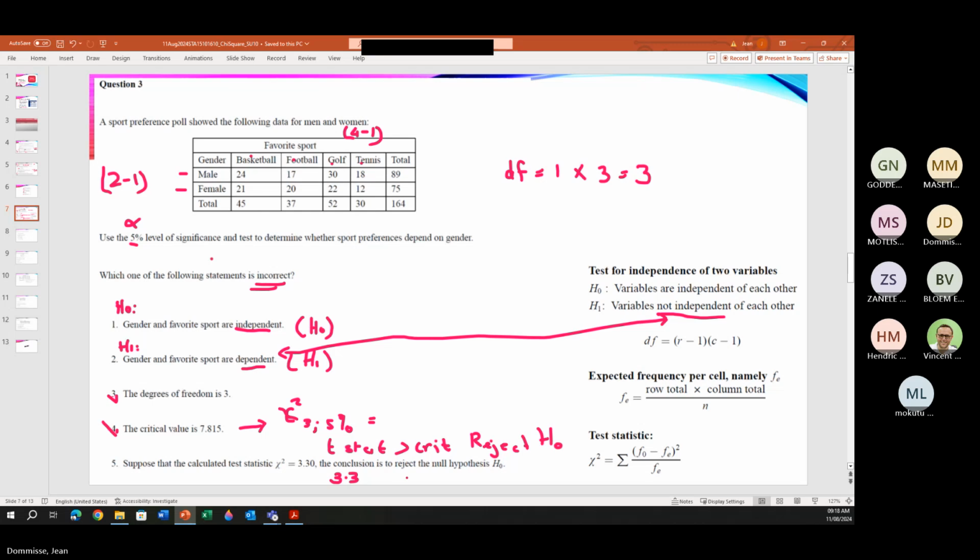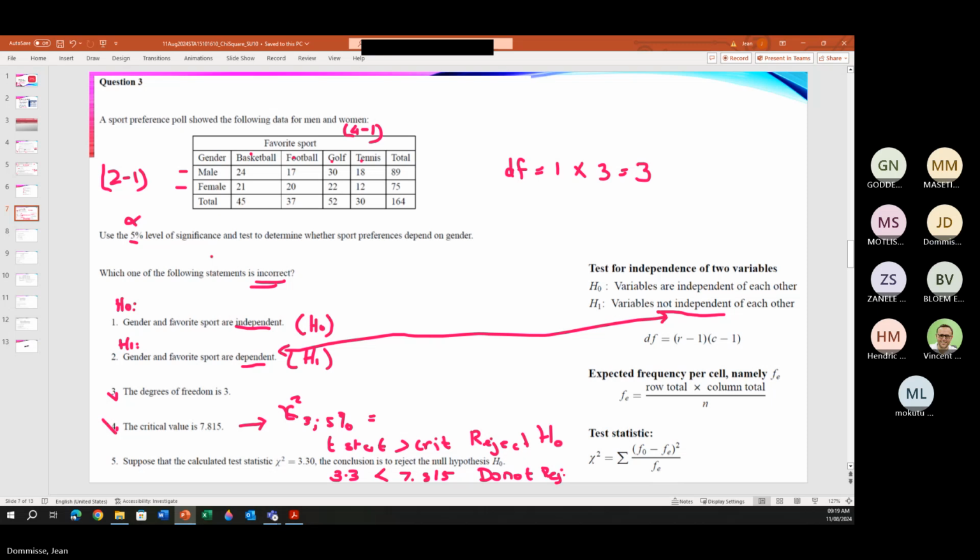Your crit value is 7.815. Okay, so it's definitely not bigger. So it's smaller. So we do not reject the null hypothesis. Okay, so if your t-stat was bigger, then we would have rejected the null hypothesis. T-stat is smaller, so we do not reject.